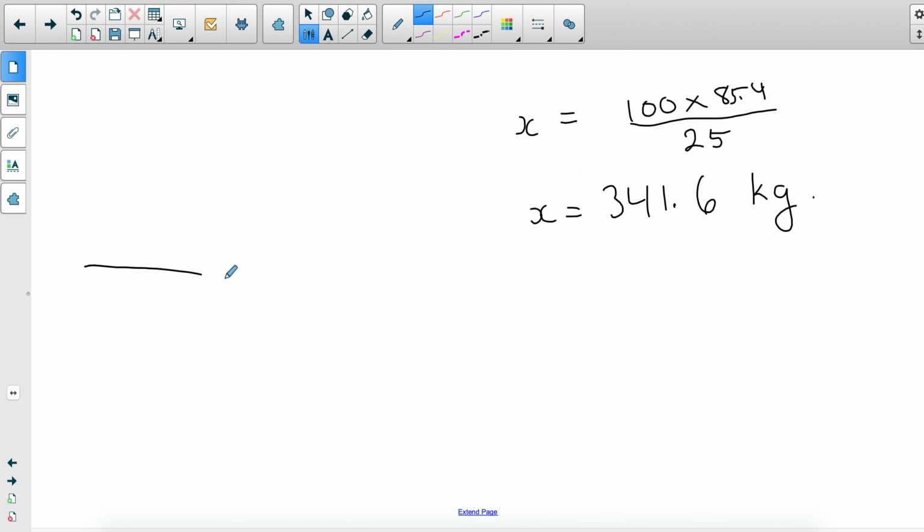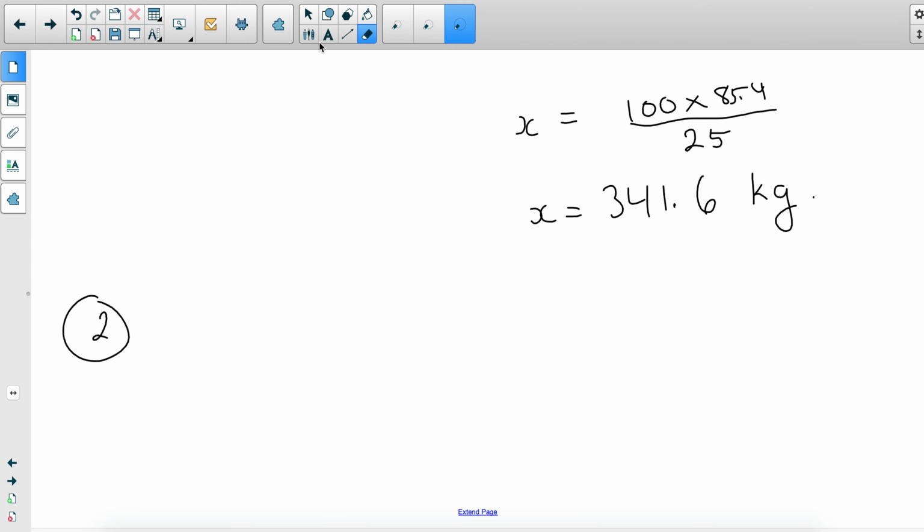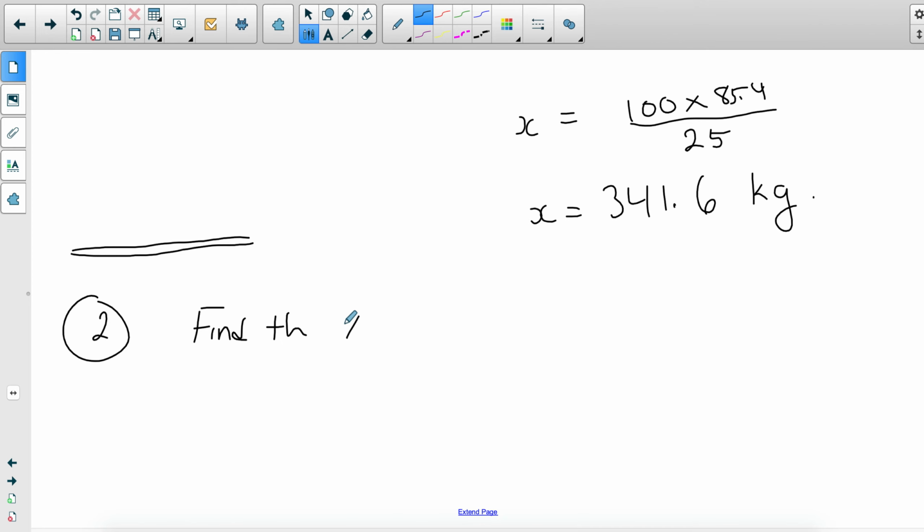So that's method 1. The second method is to find the 1%. Now you'll notice we're basically going to do the same exact calculation in every step. It's not a different calculation. It's just the way I illustrate the method will look different, but we're always going to multiply by 100 and divide by 25 eventually. The other method is to find the 1%.